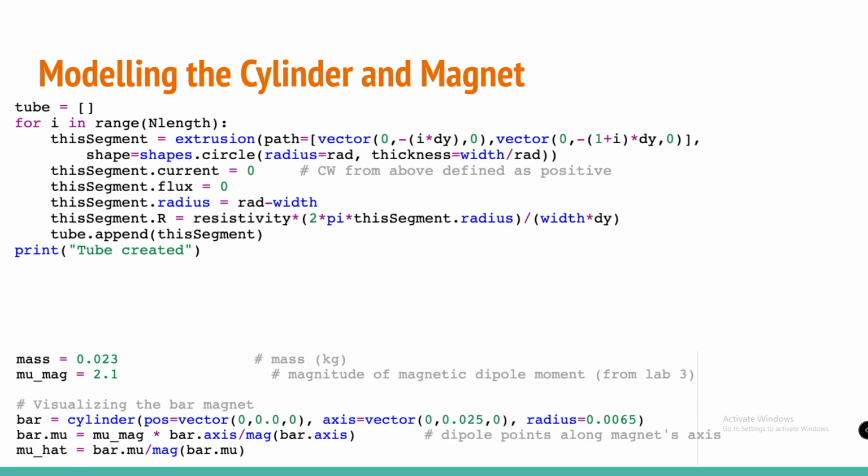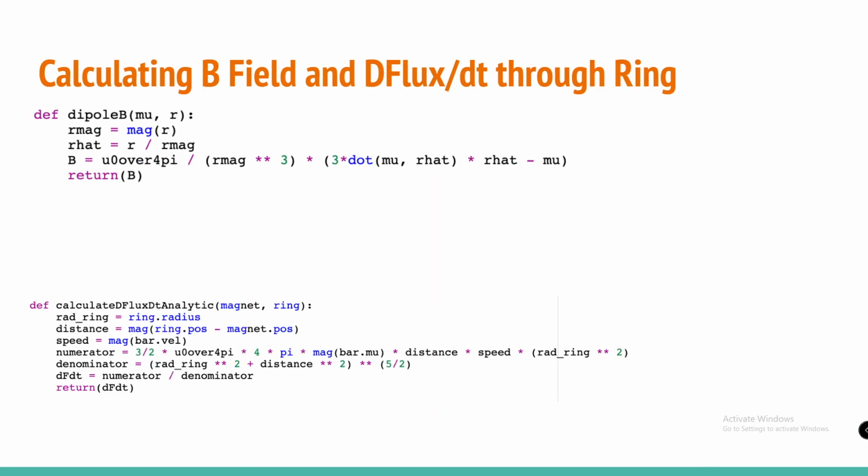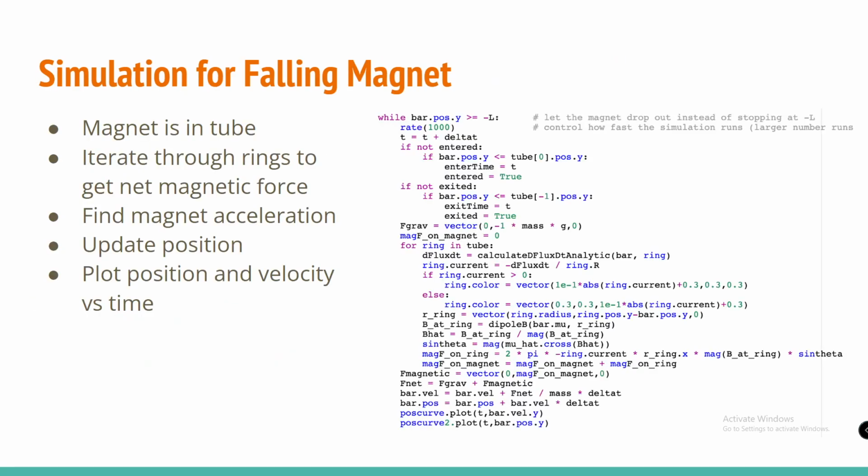So the top code segment is just the cylinder being modeled, and then the bottom is just the magnet being modeled. I filled in the formulas to calculate the B field from lab. The code was from lab 3, and then I also coded the function for the dΦ/dt in GlowScript.